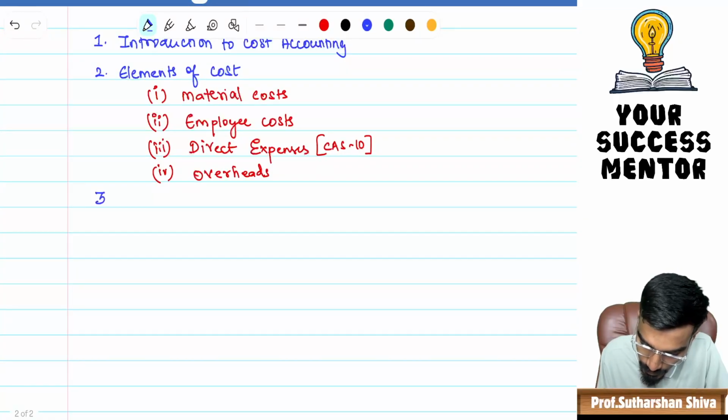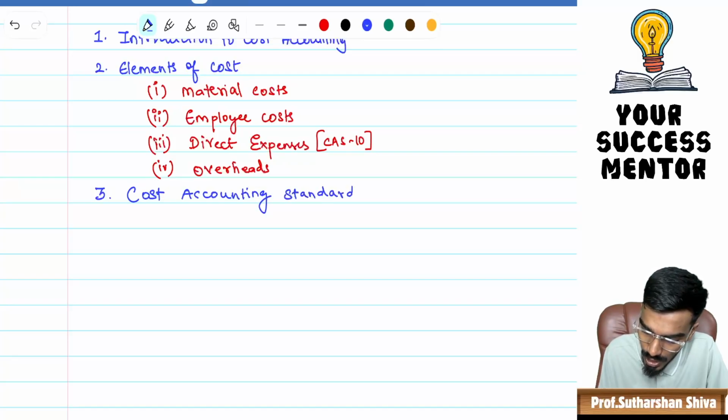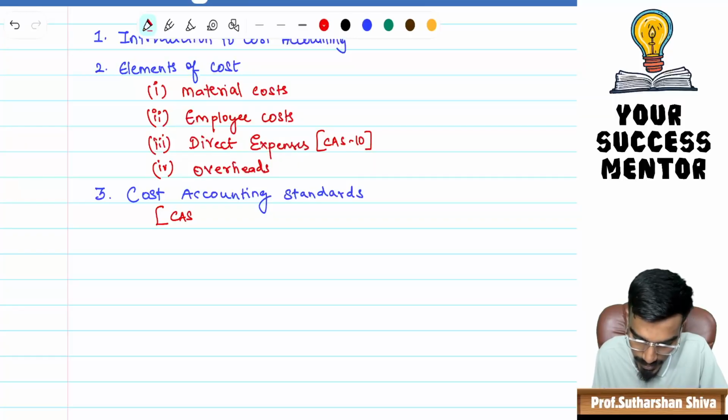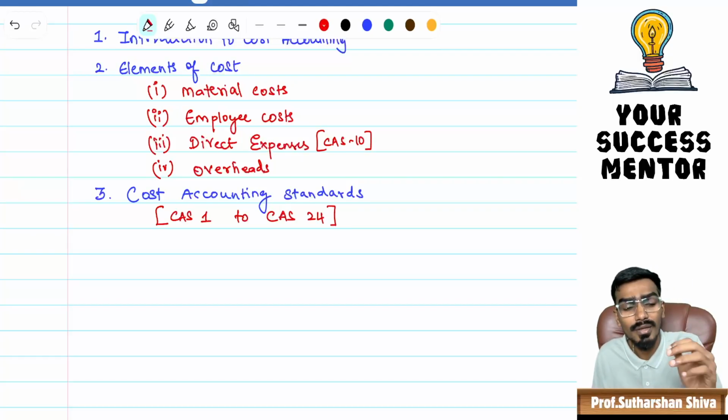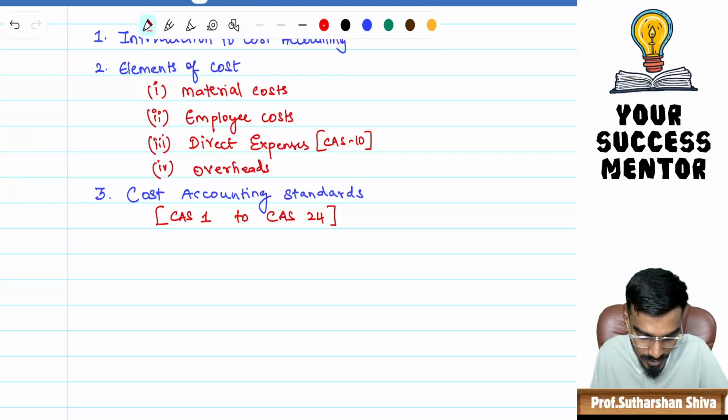Don't worry about it. And the third one, we will be having something new you have not even studied in your graduation, though in the foundation level some students have studied, which is something called cost accounting standard, which we will shortly call CAS. CAS 1 to CAS 24. There are 24 standards. How to learn the standards, everything we will be learning. The same cost accounting standards will be traveling till your final as well. This is the third module.